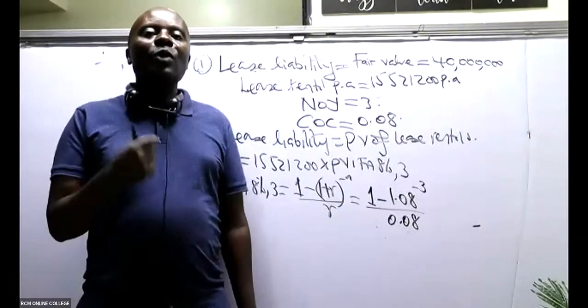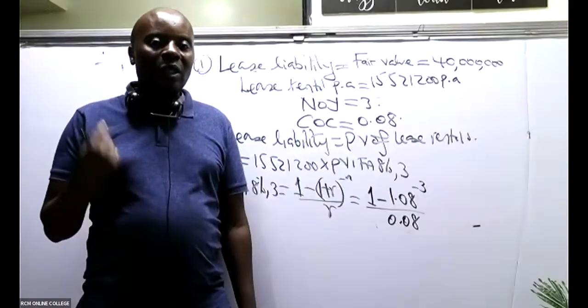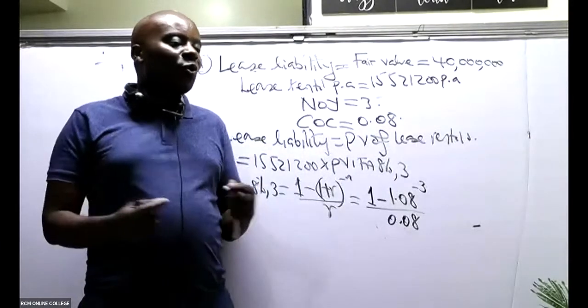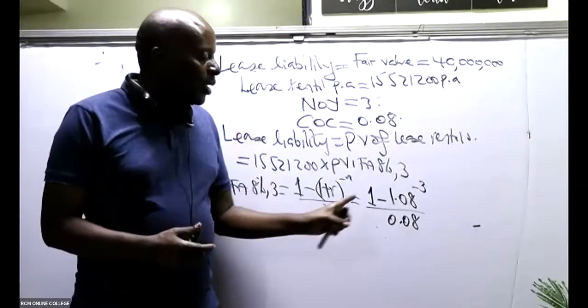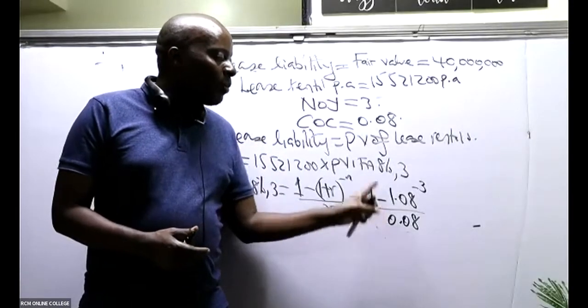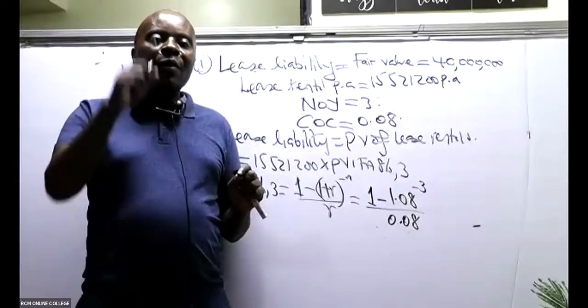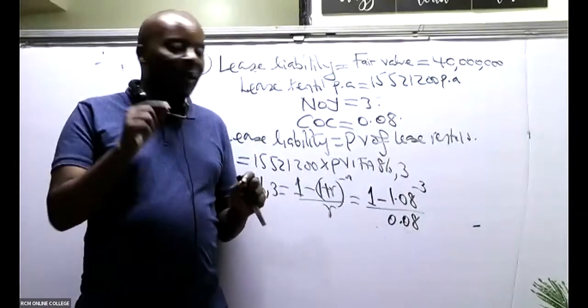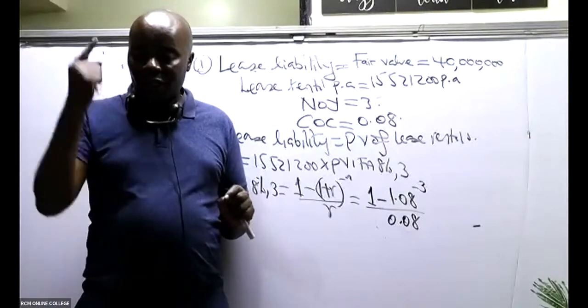Now, most students in this case lose track very fast whenever they are being taught, because most students don't like using their calculators. So they tend to veer off very, very fast. If I were you, I would take my calculator, then punch in 1 minus 1.08. There's a raising function, so you say raised to negative 3.